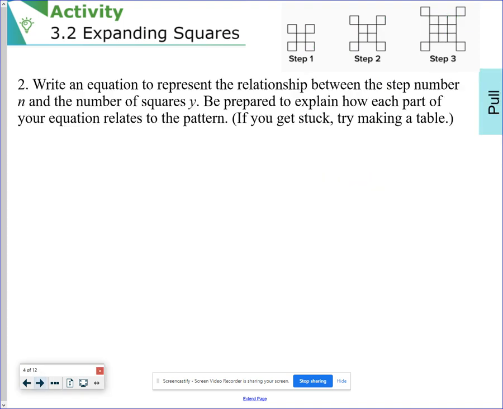Right here is where it just asked that. So we just did that one, sorry. It says be prepared to explain how you get this, but again, we just talked about that, right? We said whatever step number you want, we're going to square that. So n is the step number. We're going to square that, and then we add the 4 on each corner. And that's going to give me my total number of squares.